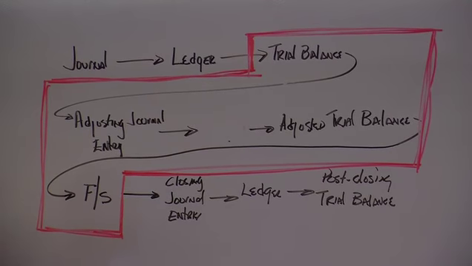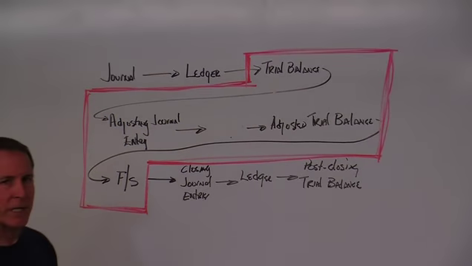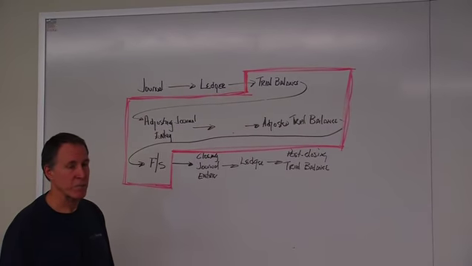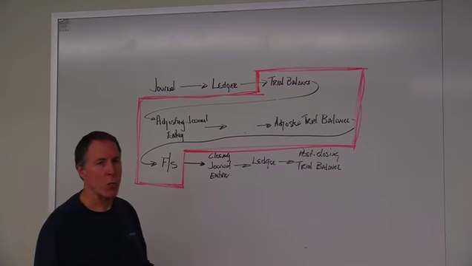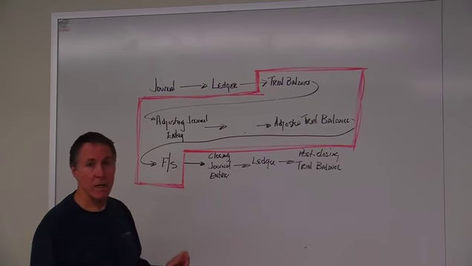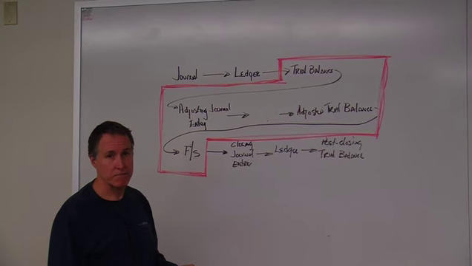Well, let's think about this. The closing entries closed out the temporary accounts, which were the revenues and the expenses and the withdrawal account. So your post-closing trial balance will only have permanent accounts. So we'll only have your assets, your liabilities, and your updated capital balance.